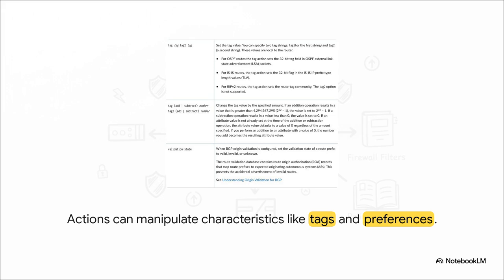But it gets cooler. An action in a routing policy isn't just a simple yes or no. Your actions can actually be incredibly dynamic. You can actively manipulate the characteristics of a route on the fly. You can set a tag value, like for OSPF or IS-IS routes. You can change local preferences, or even alter the route validation state. You aren't just reading the map, you are actively painting the network map to your exact specifications.